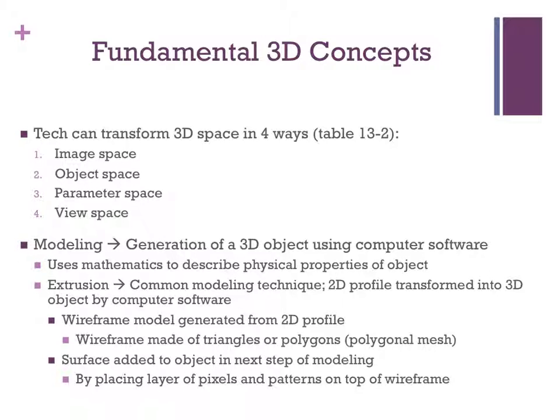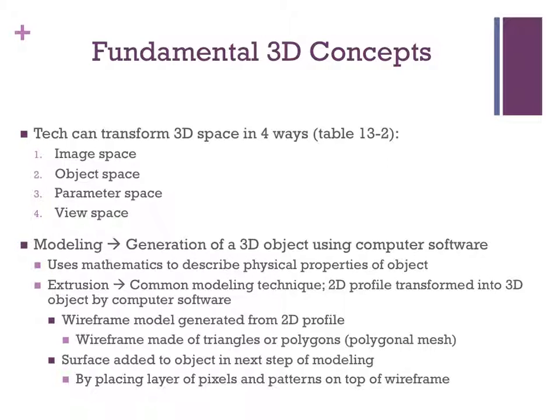Extrusion is one of them. It's a common technique, and this is where computer software is used to transform a 2D profile into a 3D object. An example of this is when a square is changed into a box. It can generate a wireframe model from a 2D profile. The wireframe is made of triangles or polygons, often referred to as polygonal mesh. Wireframes were common during the early development of 3D display in medicine.